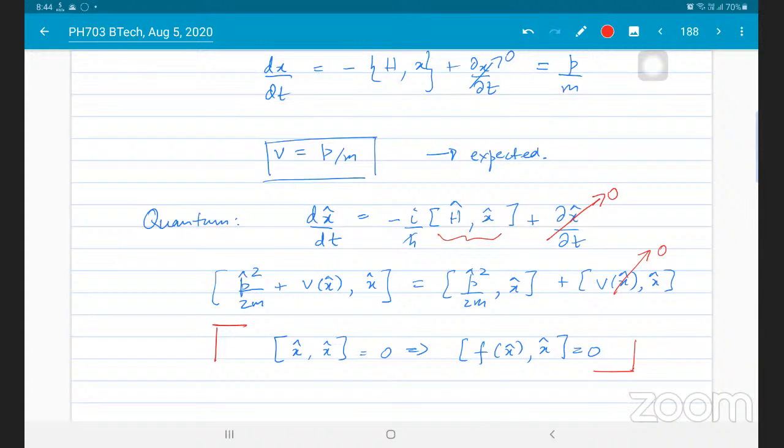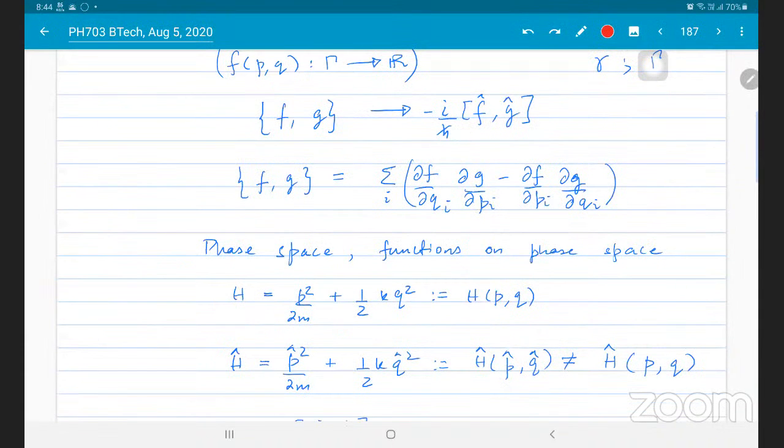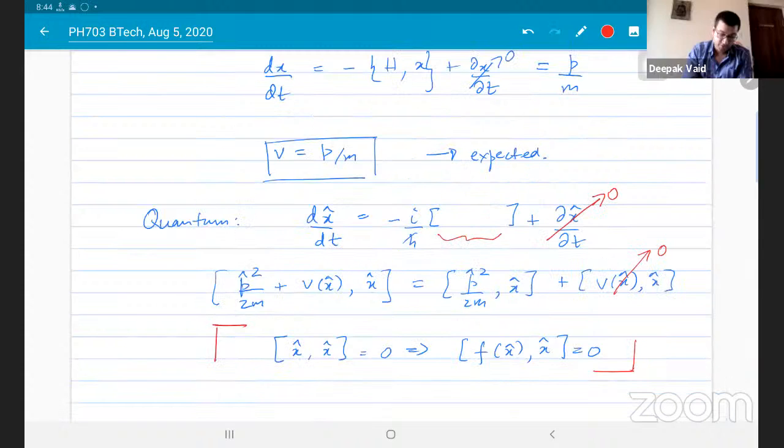Wait a minute. I think you're right. Again, my mistake. You're right, this should be minus. Yeah, it should be x comma h. Thank you for pointing that out.